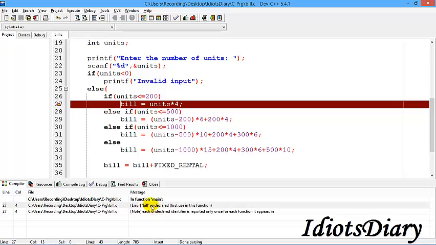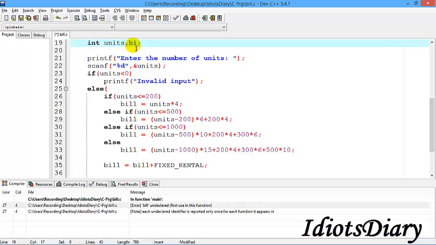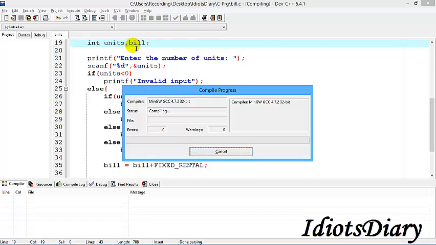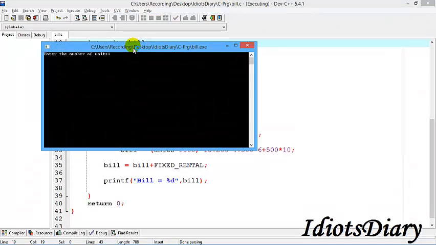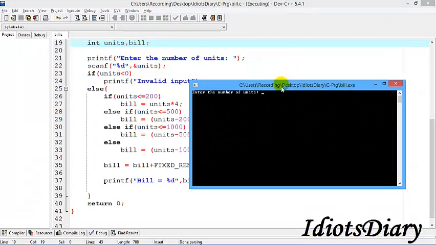Oops, here you see that an error occurred. The bill variable is undeclared, so you need to define a variable bill and again compile the program to check your output. Now the output screen appears. Enter the number of units, and we enter the number of units as 260 and your bill is 1400 rupees.